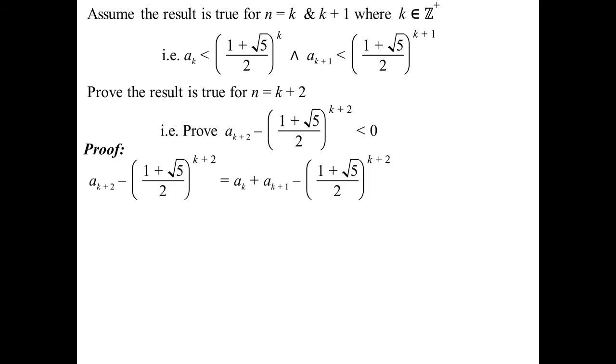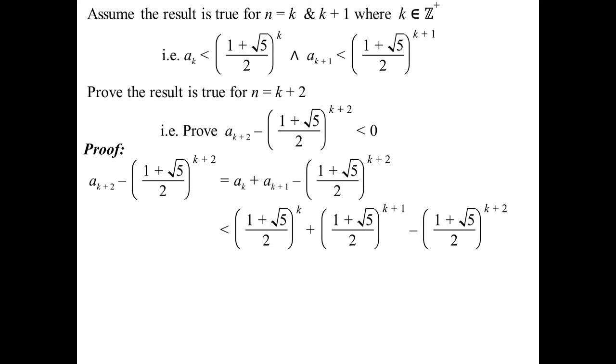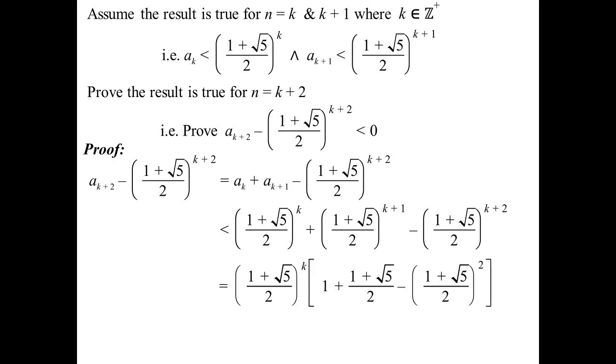Okay, the recursive formula is a_(k+2) equals a_(k+1) plus a_k. Now, we have assumed something about both of those terms. So that's why we needed to make 2 assumptions. So I can substitute into my recursive formula. So I'll get that is less than (1 plus root 5 on 2) to the power of k, plus (1 plus root 5 on 2) to the power of k plus 1, and then minus (1 plus root 5 on 2) to the power of k plus 2. We want to show this is always negative. I'm going to pull out the common factor, to the power of k, as the common factor. So I'm left with 1 plus root 5 on 2 minus (1 plus root 5 on 2) squared.